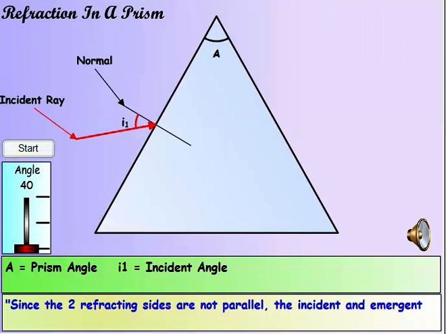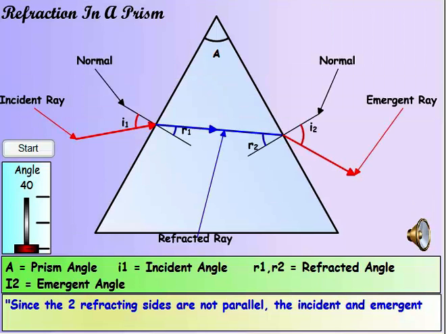In a prism, since the two refracting sides are not parallel, the incident and emerging rays are not parallel. If you trace the incident ray into the prism, as shown by the dotted line here, then the angle between that and the emergent ray is the angle of deviation.